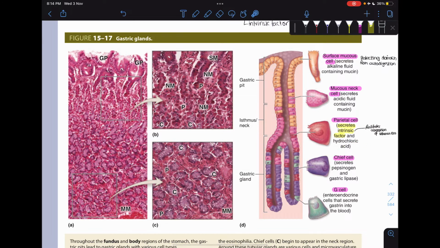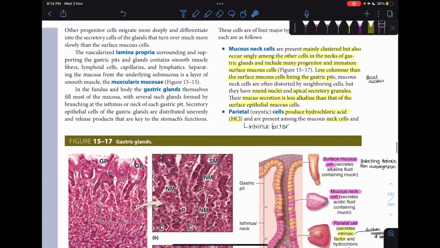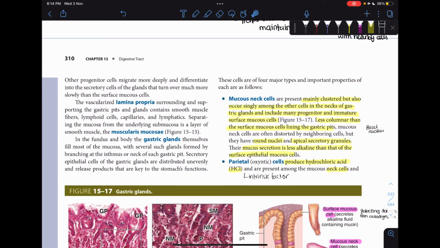عندنا كمان chief cells, which secrete pepsinogen and gastric lipase, and finally عندنا the G cells, which is an enteroendocrine cell that secretes gastrin into the blood. So أول cell رح نحكي عنهم من those four major types is the mucous neck cell.